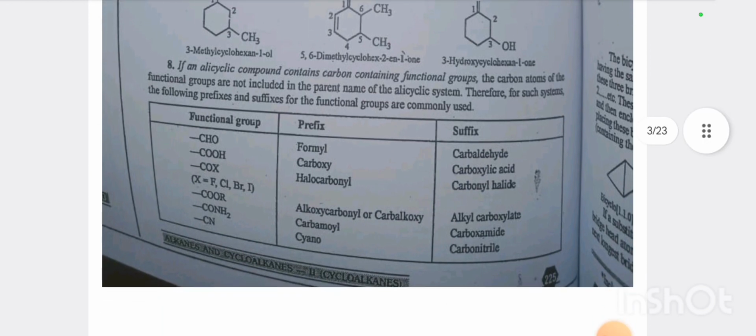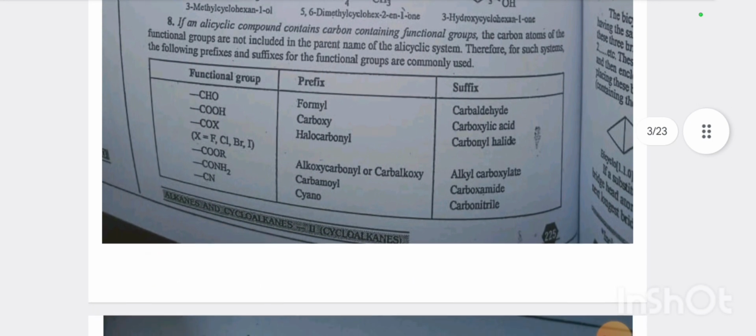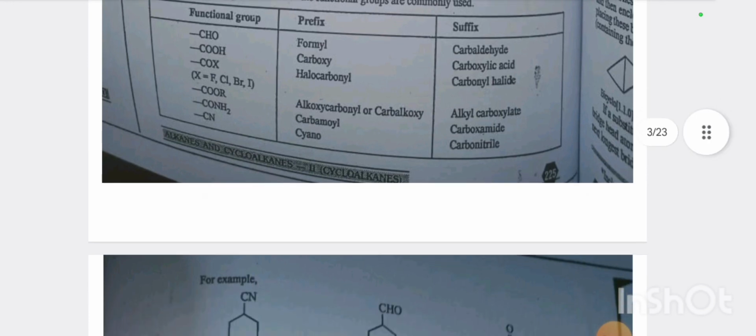If an alicyclic compound contains a carbon-containing functional group, the carbon atoms of the functional group are not included in the parent name of the alicyclic system. Therefore, for such systems, the following prefixes and suffixes for the functional groups are commonly used. Formyl prefix, suffix carbaldehyde; carboxylic acid; halocarbonyl, carbonyl halide; alkoxycarbonyl, alkyl carboxylate; carbamoyl, carboxamide; cyano, carbonitrile.